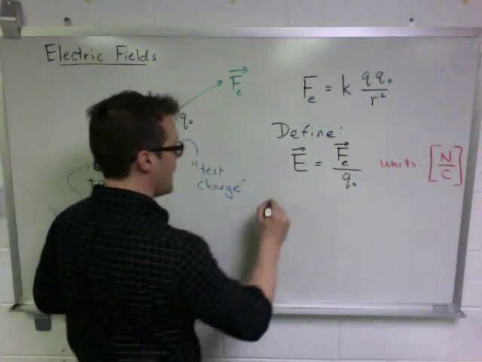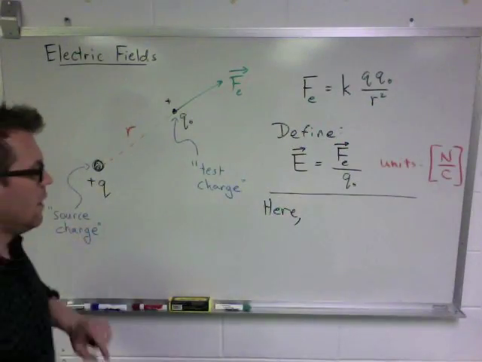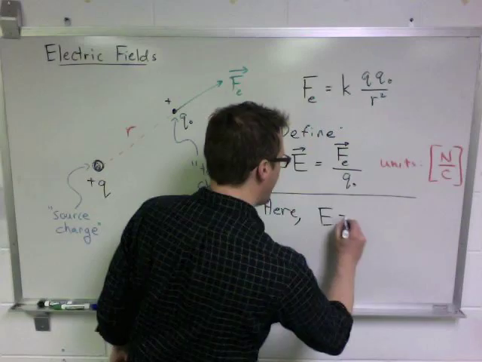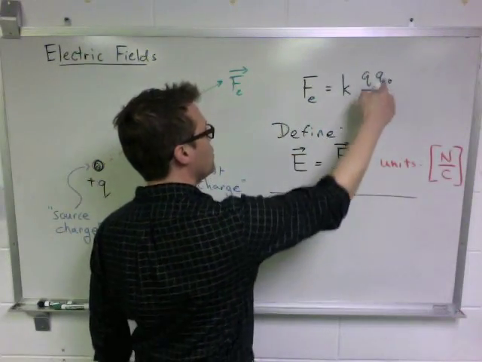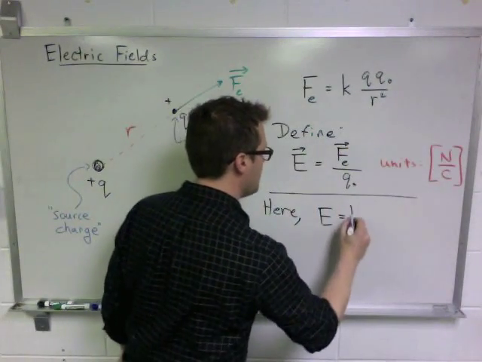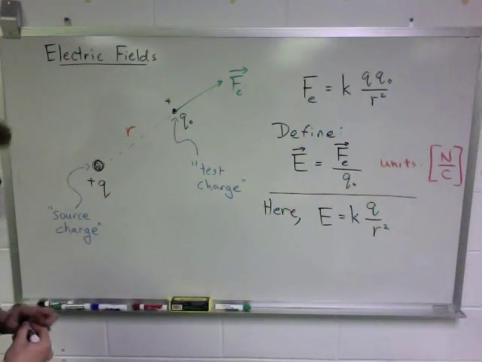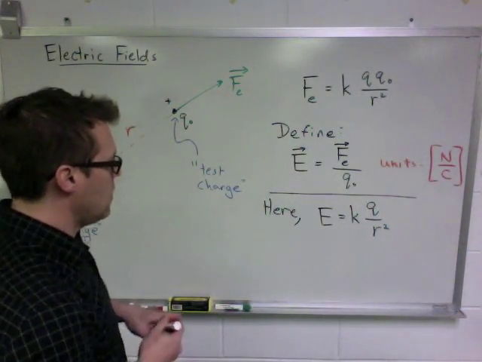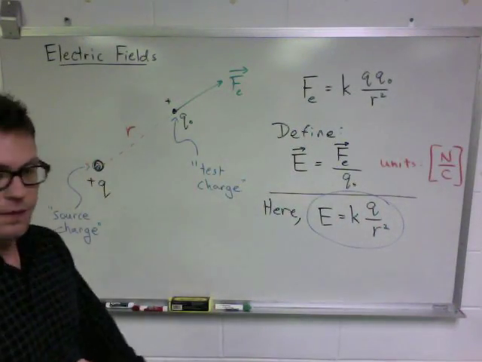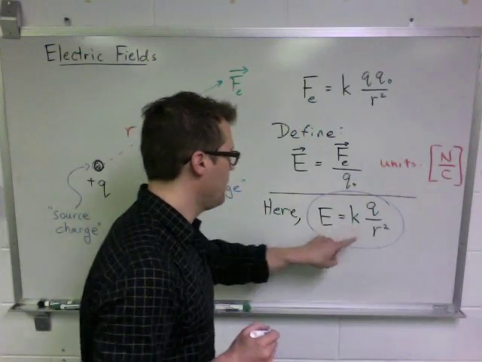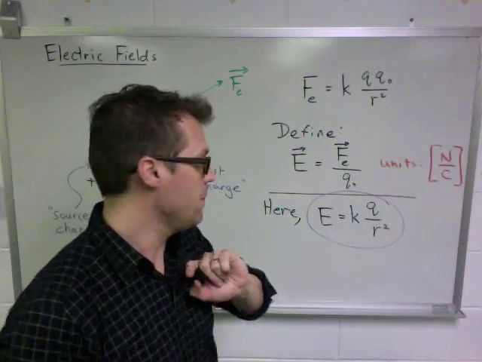Now this is a general definition, but in this context that I've drawn right here, the electric field magnitude is just going to be this stuff divided by Q0, which means the Q0 is going to cancel, and I'm going to be left with K Q over R squared. So this would be the electric field set up at this point by my source charge. Okay?